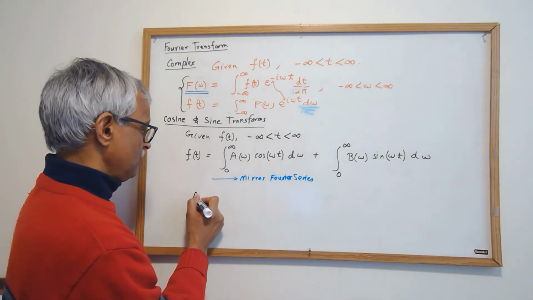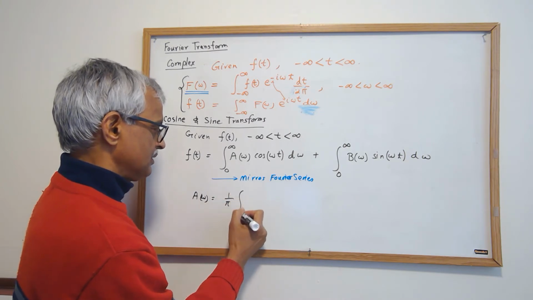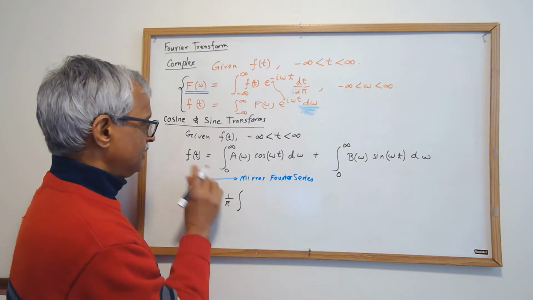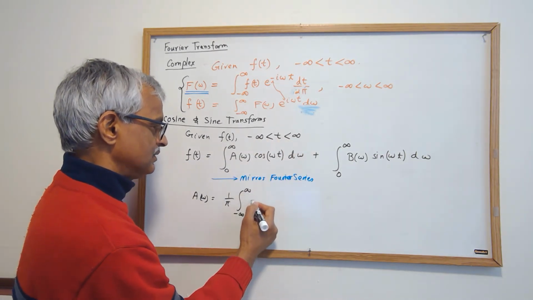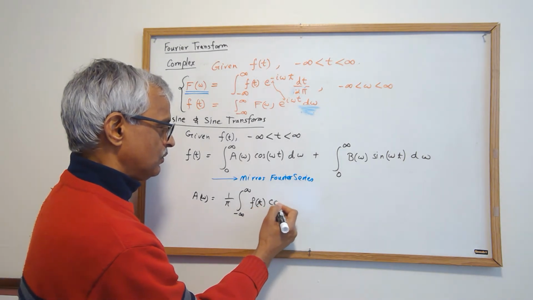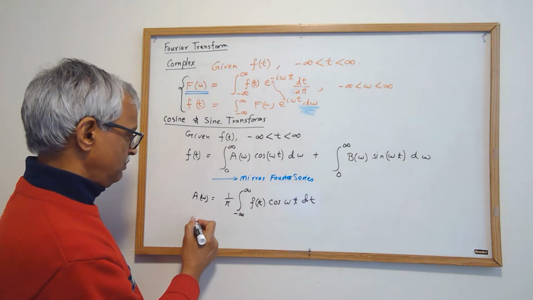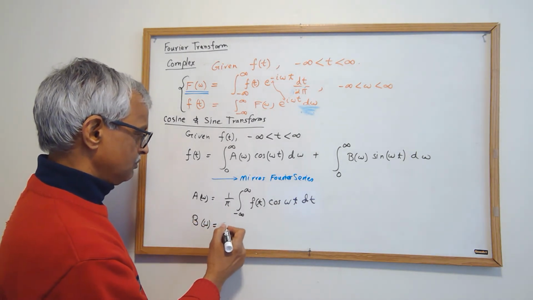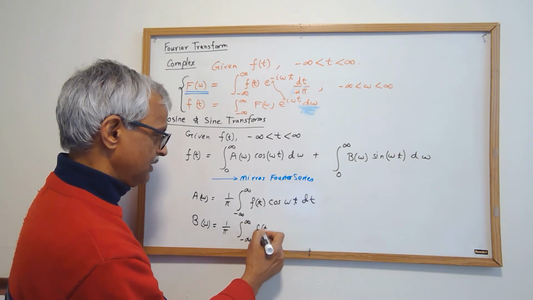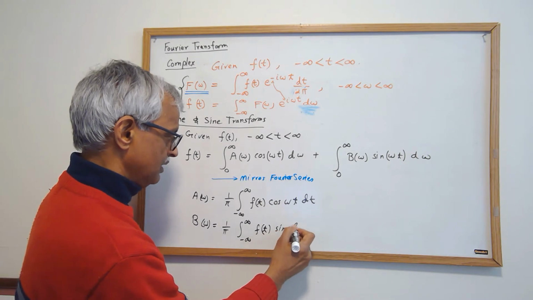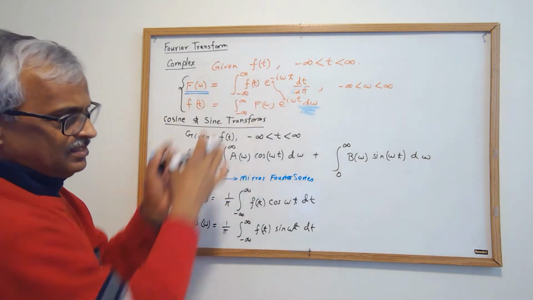So I would say A of omega is going to be 1 over pi. Now t is going from minus infinity to infinity, integral of f of t cosine omega t dt. And b of omega is going to be 1 over pi, minus infinity to infinity, f of t sine omega t dt. With all these pi factors will be consistent with that.